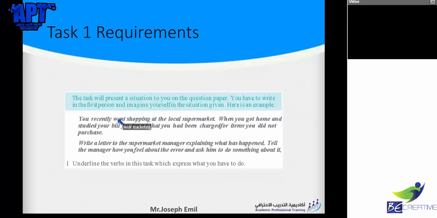Now let's get back again to the letter. All right. We will try to know first what type of letter this is, and more importantly, what is needed of me to include in the letter. What is needed of me to be included in this letter? The task will present a situation to you on the question paper. You have to write in the first person, so I and you. And imagine yourself in the situation given.